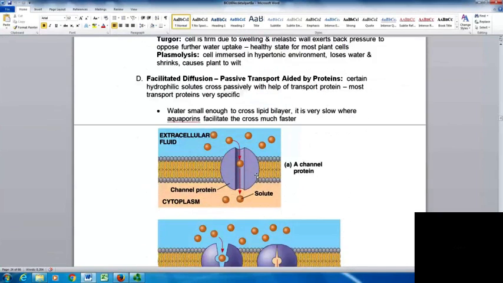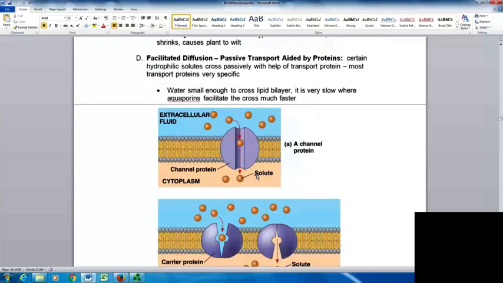So with facilitated diffusion, we have passive transport, but it's going to be aided by proteins. So diffusion and passive tell you it's not using any energy. However, it's facilitated. It's got a specific protein where this is going to happen. So certain hydrophilic solutes will cross passively with the help of the transport protein. Most of these transport proteins are going to be pretty picky about who they're going to help. They're going to be very specific, and they won't help just any molecule that comes across.